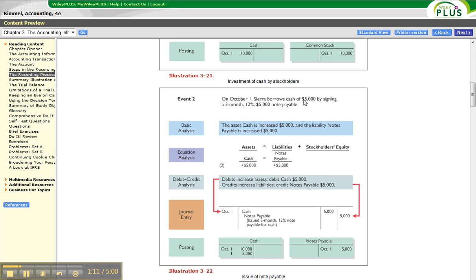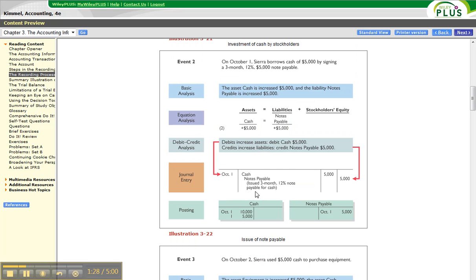So in this case, they borrowed money by signing a 3-month 12% note. This interest, by the way, is a later event. We don't have to worry about this 12% interest right now. That will add up and be recorded later. So in this example, when you borrow money by signing a note, your cash is going up, so you debit cash. Your notes payable is going up. It's a liability, goes up with credits, and that's credited. And when you post this transaction, you can see the 5,000 adding to the cash balance, and the 5,000 adding to the notes payable balance. Notes payable is a liability. Anything payable is a liability, and it goes up with credits.